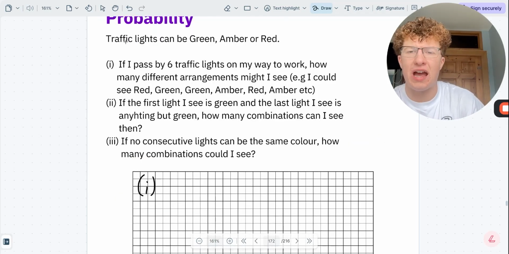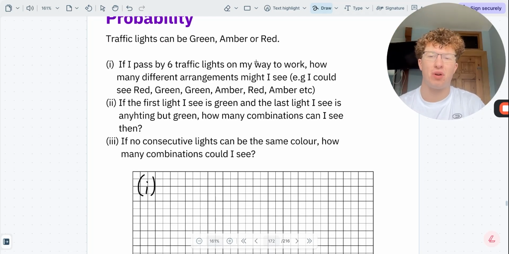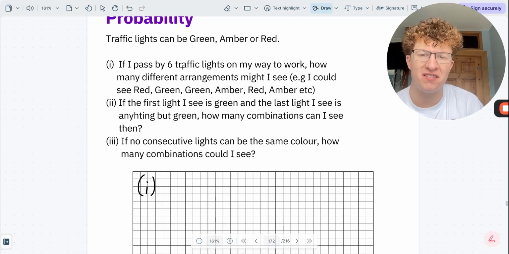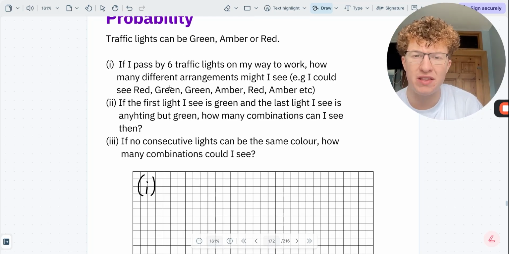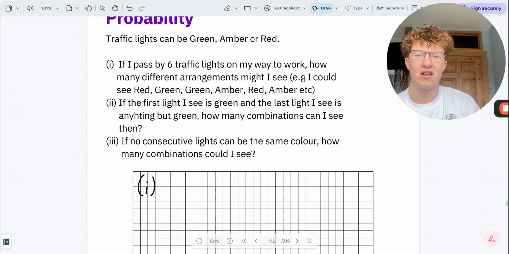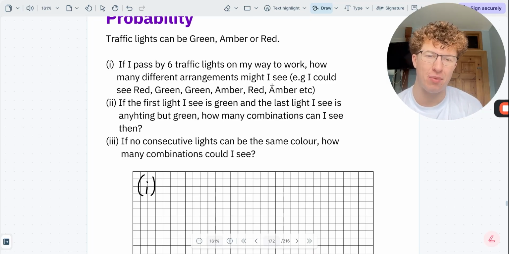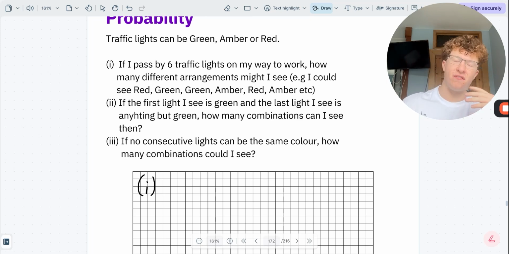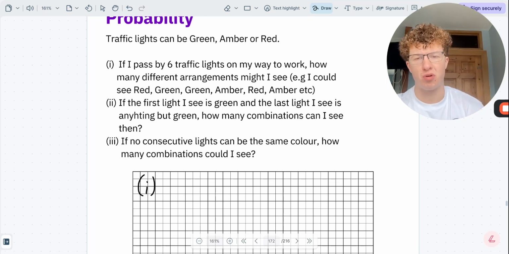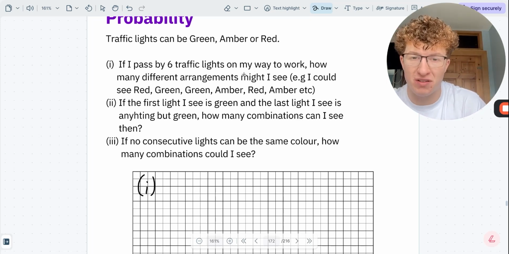This question here, we have traffic lights that can be green, amber, or red. If I pass by 6 traffic lights on my way to work, how many different arrangements might I see? Like you could have red, green, green, amber, red, amber, whatever. So it's the first color you see when you approach the traffic light. How many arrangements could we have?